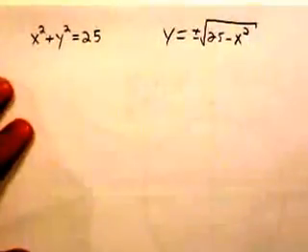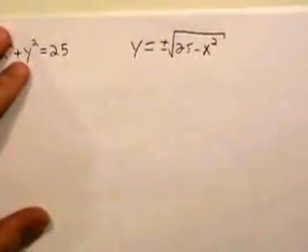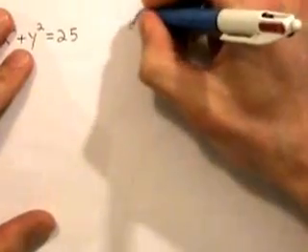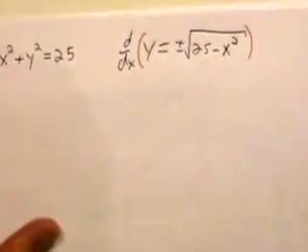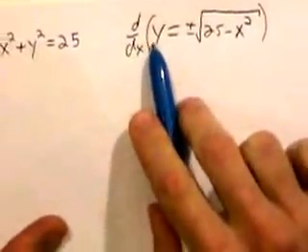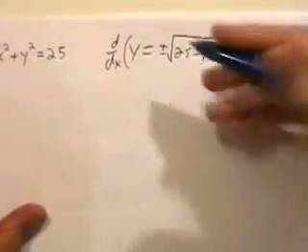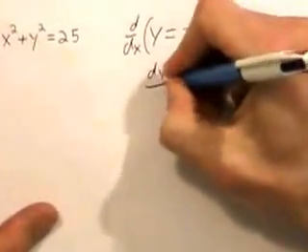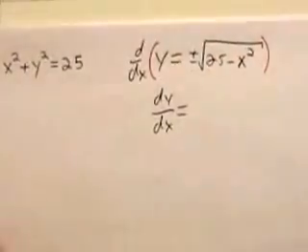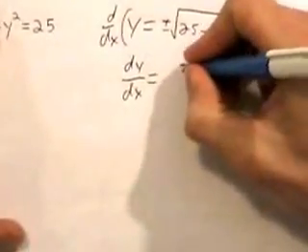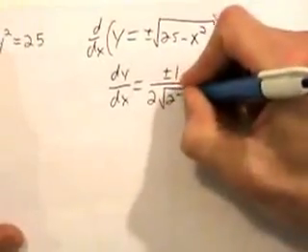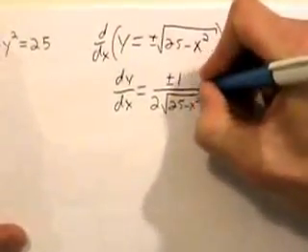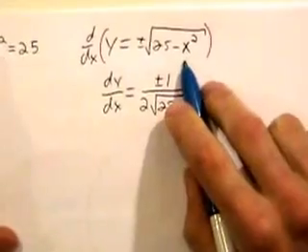Then we can differentiate this as per the usual rules. You just do d dx on both sides. I put the parentheses around the entire thing to indicate that I want to do the same operation to both sides. So we get dy dx on this side equals, by the chain rule, plus or minus 1 over 2 square root of 25 minus x squared, and then by the chain rule multiplied by the derivative of the inside, which is minus 2x.